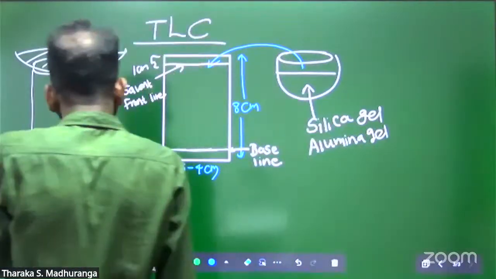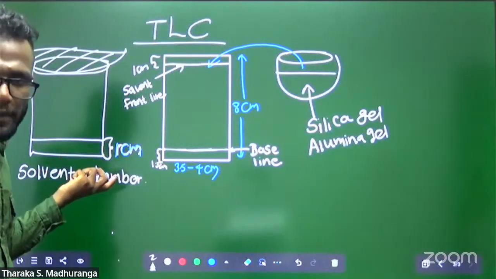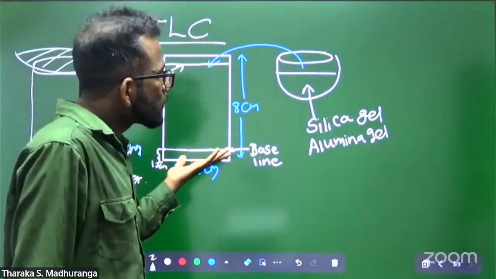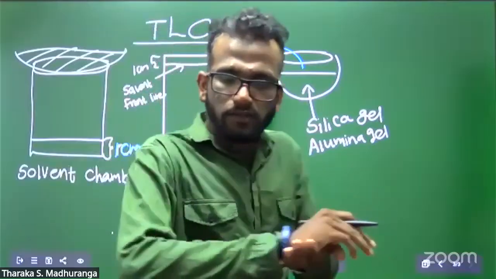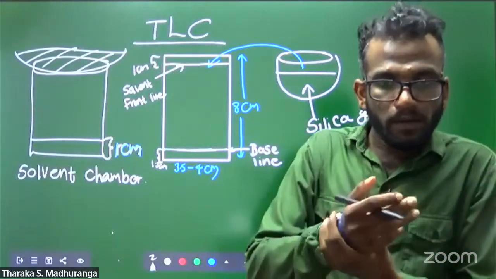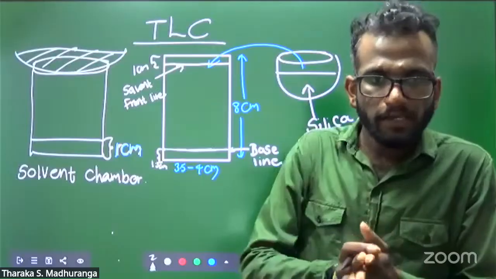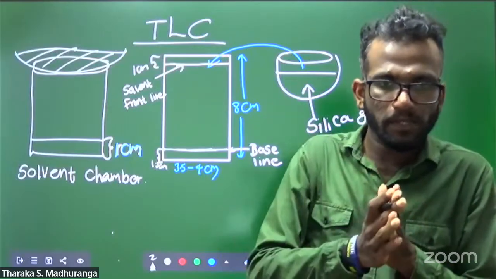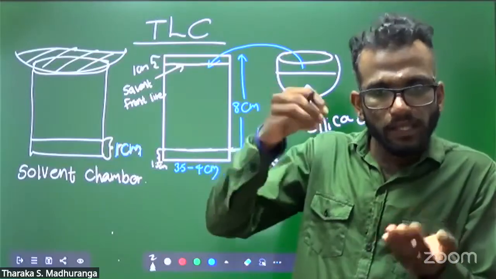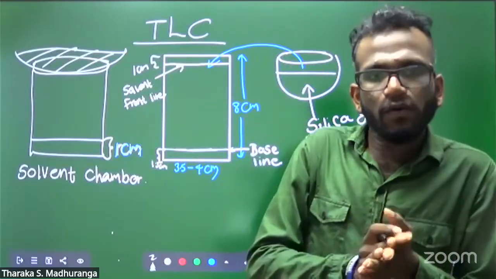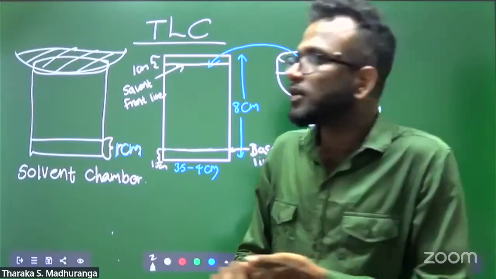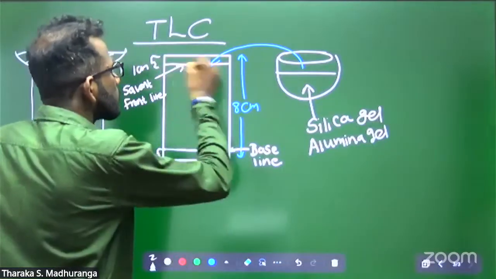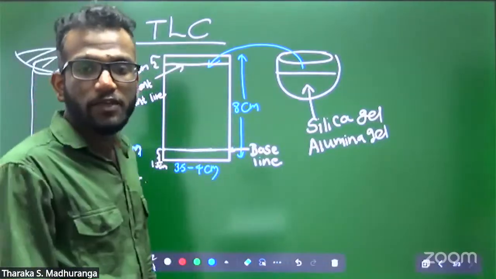Okay, what did I do? First of all, I prepared the solvent chamber, same as paper chromatography. Next, I got a glass plate with the same size as the chromatography paper we used in the previous method. Then we prepare a very thin silica gel layer on this glass plate, and using a thin pencil, we draw the baseline and solvent front line with the same measurements.